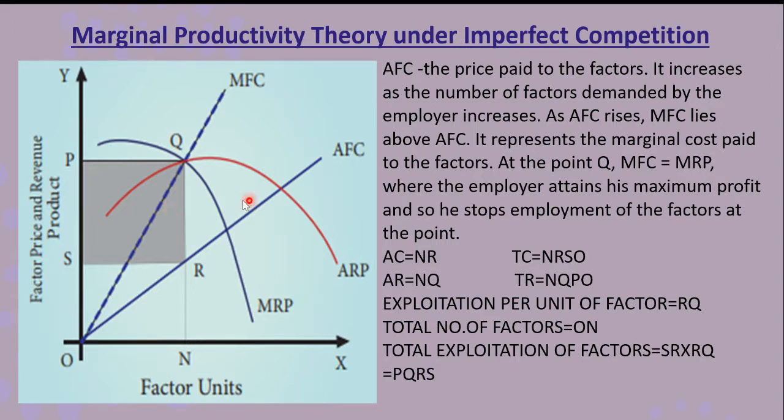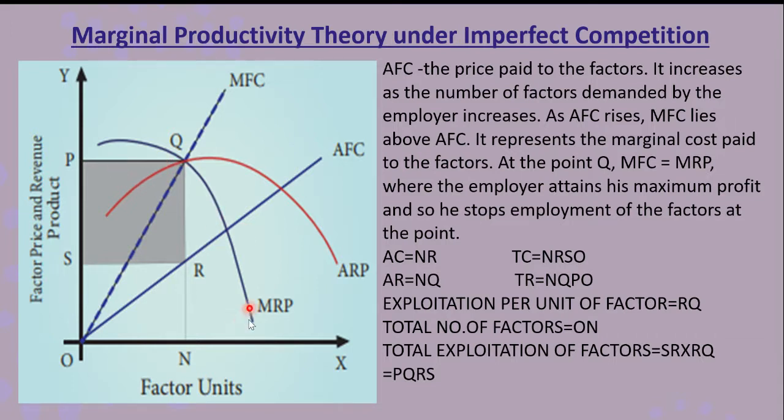This point you have to remember. As AFC rises, MFC lies above AFC. It represents the marginal cost paid to the factors. MFC means marginal factor cost, and AFC is average factor cost. Look at this diagram: at the point Q, MFC is equal to MRP. That is the point of equilibrium.